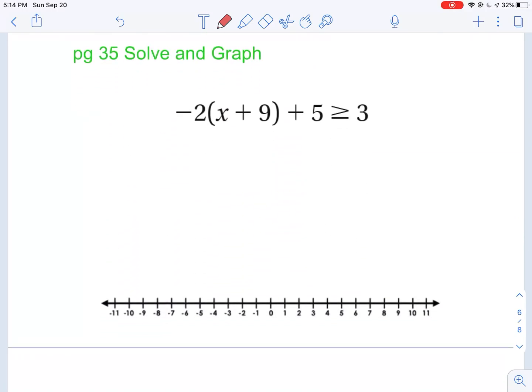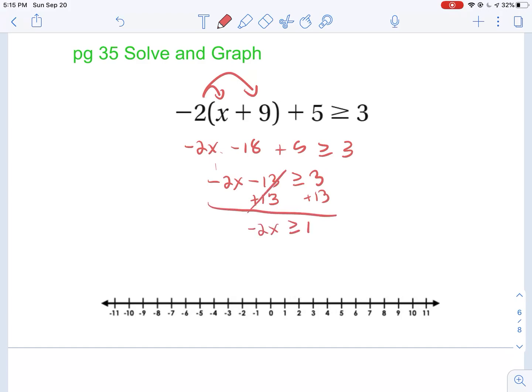So solve and graph this. Again, we're working with the same algebra. So I still distribute. I get this, right? I still have like terms. And I get, what, -13, greater than or equal to 3. I still add the 13 to both sides.